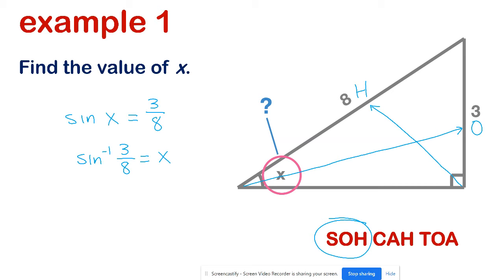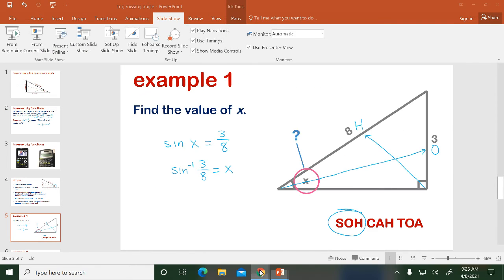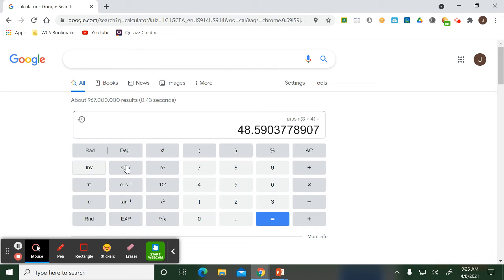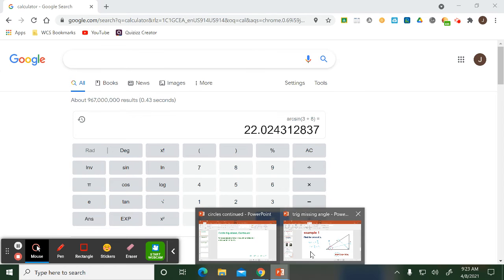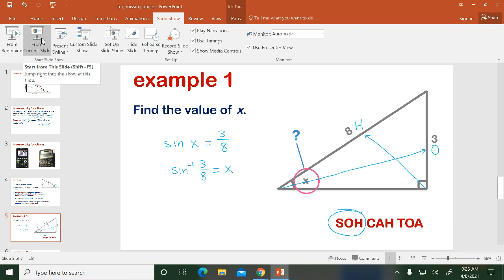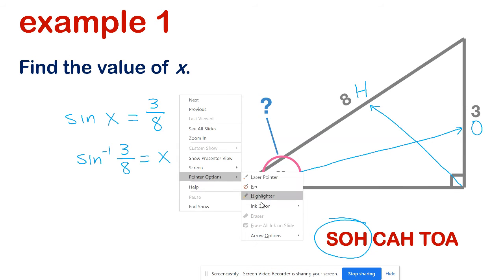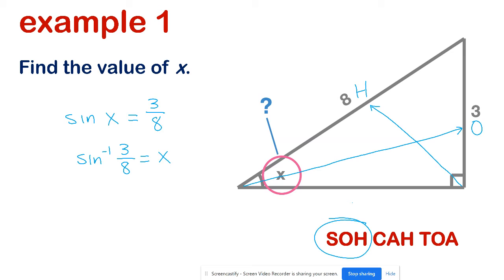So that's what I'm going to type into the calculator. So I'm going to go back to the Google calculator here. I'm going to hit the inverse button, hit inverse sine. It'll say arc sine. And my fraction was 3/8. So 3 divided by 8. I hit equals. And it's about 22 degrees, 22.0 degrees when we round it off. So that's our value of x, is about 22 degrees. So I will say x is approximately 22 degrees.